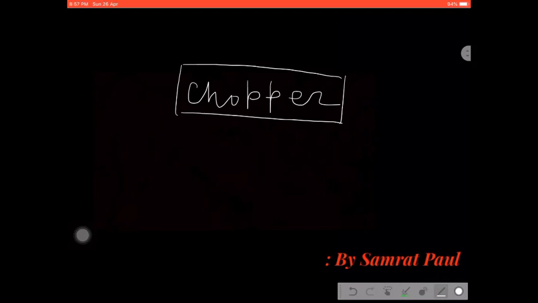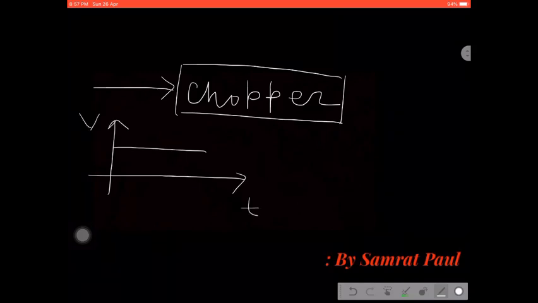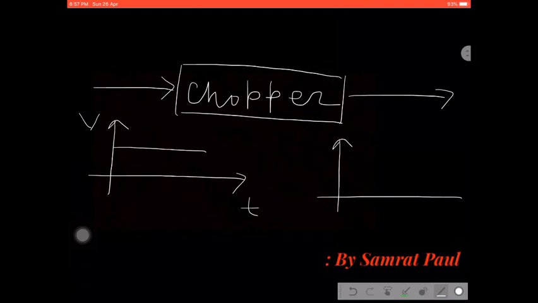But how does it work? Suppose we are giving some input which is a DC signal, having a fixed magnitude with respect to time. After the chopper circuit, the output which is produced is variable DC. That means a chopper is a converter which can convert fixed DC to variable DC by using some switching on and off topology.